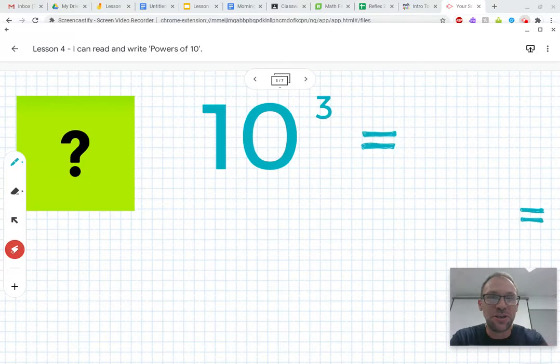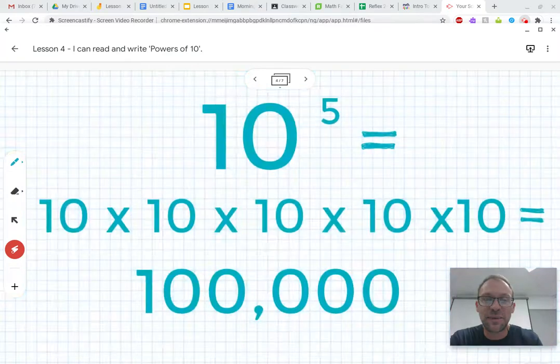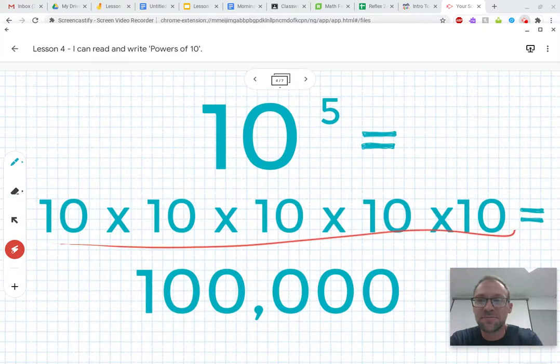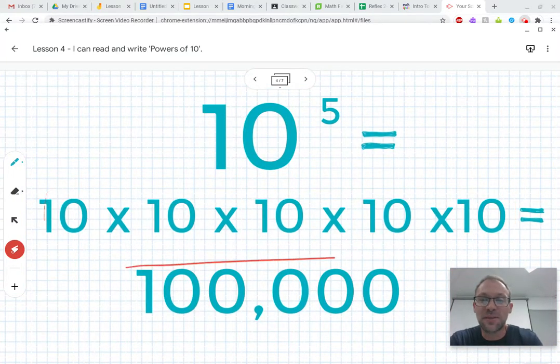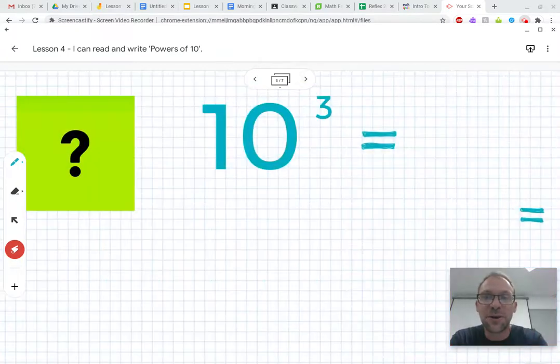I want you to do this one. All right. Try it out. And I'll meet you on the other side. What I want you to do is to write this number, 10 to the third power, both in expanded form like this. And I want you to find the product. I want you to find what is the value of 10 to the third power. Write them both down. I'll meet you on the other side of this problem. Go.